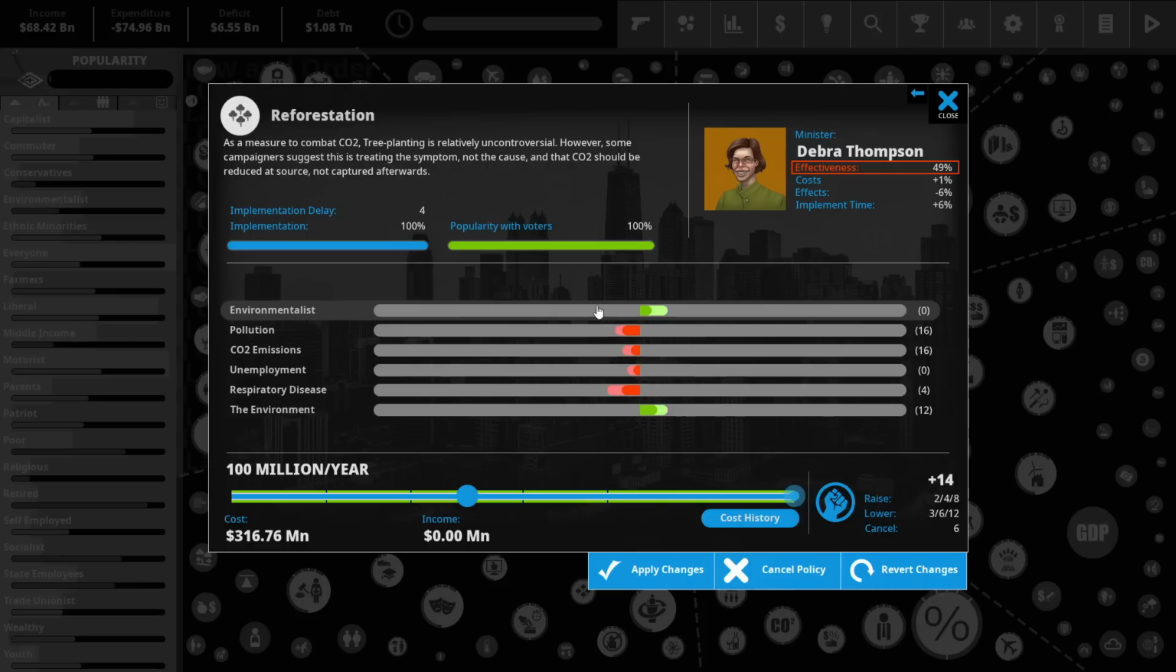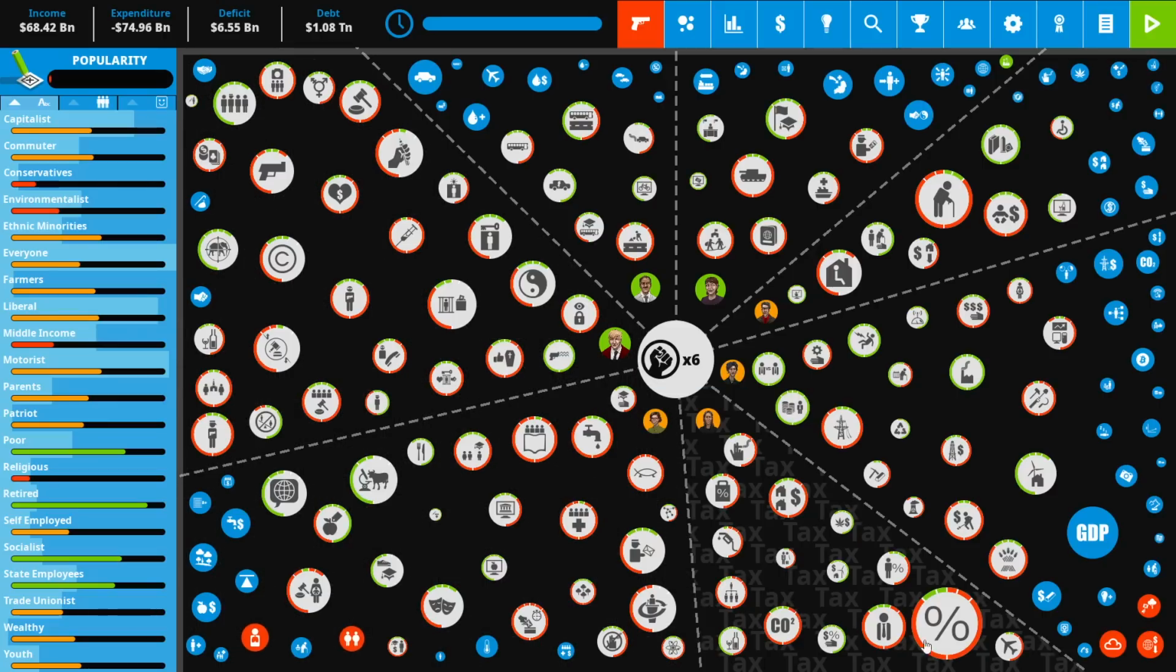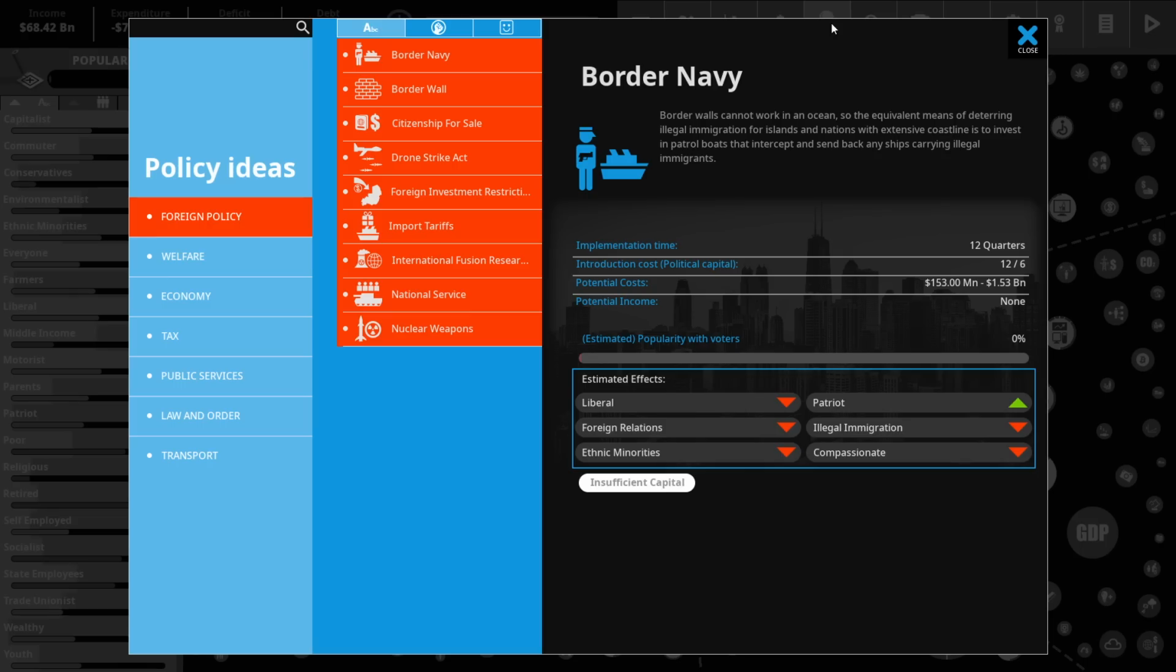It makes environmentalists happy, but also improves the environment, which will further reduce respiratory disease. This seems like the thing to do. Not that expensive. Good impact. Some of it's going to take a while to take effect, but you know what? Right away, I'm going to go ahead and spend 8 political capital increasing our reforestation rate. I think that's an excellent idea. We don't have a lot left over.